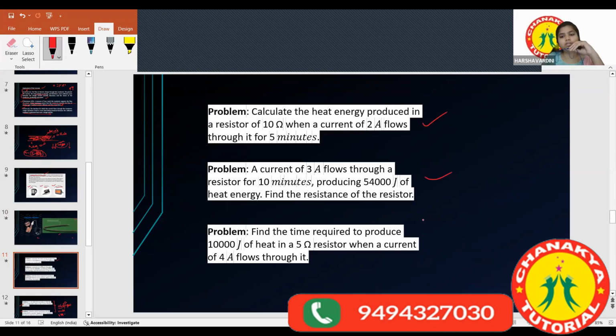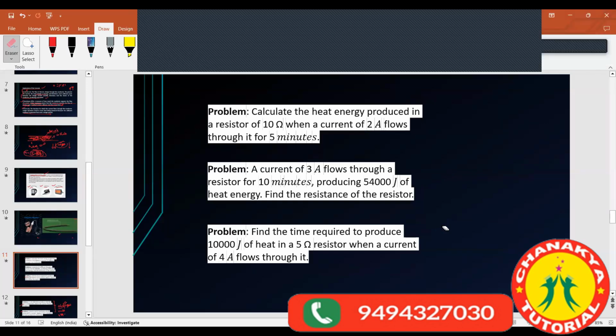Start solving these three. Solve the first one and the last one. No, solve all three and tell me the answer quickly. Ma'am, can you tell the answer in chat? First we start solving. I don't know the answer. I have not worked it out. You people should work it out and tell me.